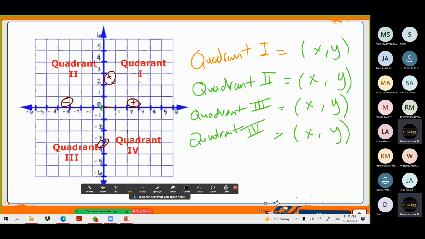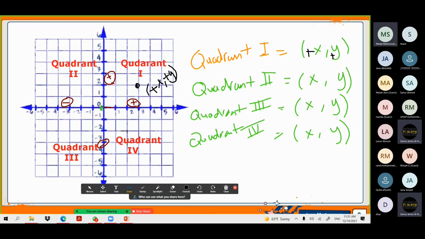What do I mean? If you put any point here, the value of x is positive and the value of y is negative. Sorry. The value of x is positive and the value of y is positive. So in quadrant 1, both of x and y are positive.